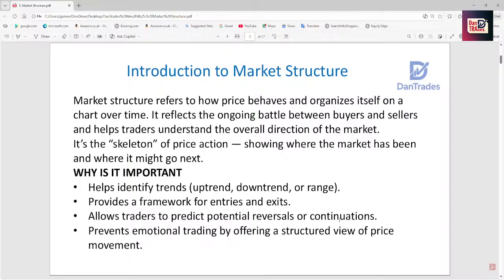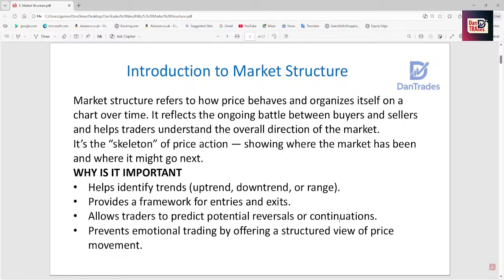So why is it important? Market structure is going to help you identify all these three different types of markets and projections. It provides a framework for entries and exits. Yes, price action traders base their trades on market structure. So it's going to help us know where our entries are going to be, and where our exits are going to be. It also allows us to predict reversals or continuations.